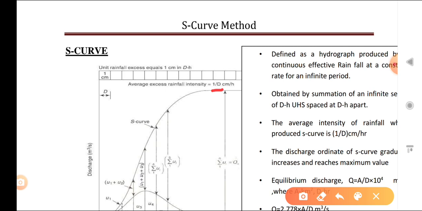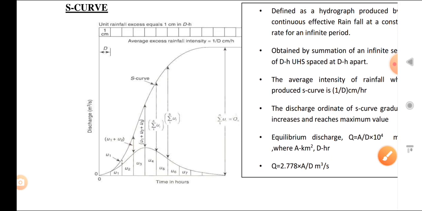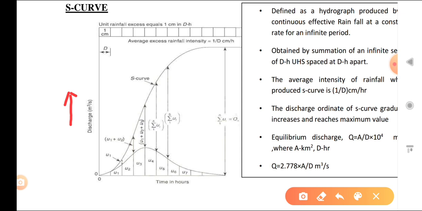So how will we obtain the S-curve? It is obtained by an infinite series of d hour unit hydrographs spaced d hours apart. As you can see, discharge is on the y axis and time in hours is on the x axis.